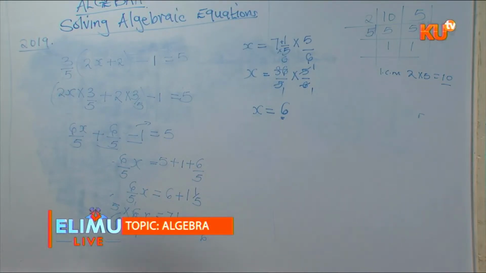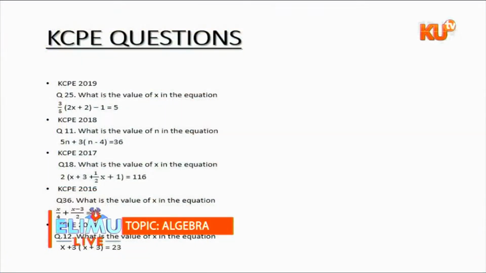In 2018, we had a similar question, in question number 11. The question was, what was the value of n in the equation? So this was year 2018, question number 11. 5n plus 3 bracket n minus 4 is equal to 36. So we are looking for the value of n.